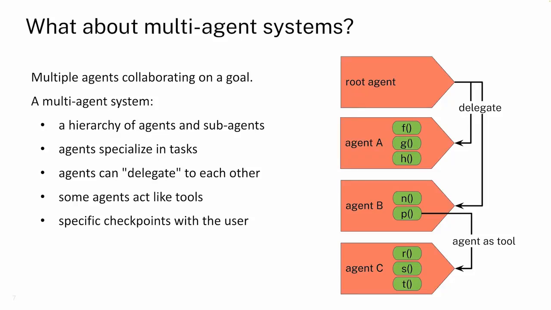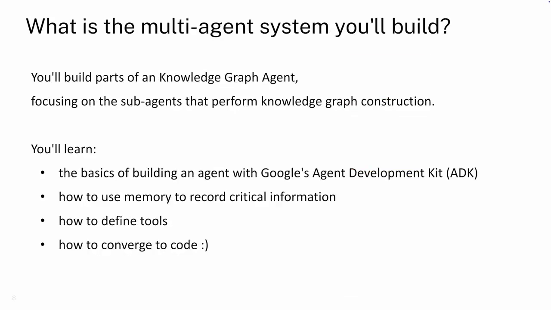One of the tools in agent B is unique. This P agent here, this P function, is actually going to be an agent itself, but being called as if it were a tool. So there's two ways for agents to interact: either agents delegating to each other, or an agent that's behaving as a tool being called by another agent. And along the way, you've got specific checkpoints with the user that are possible whenever you have any of these transitions.